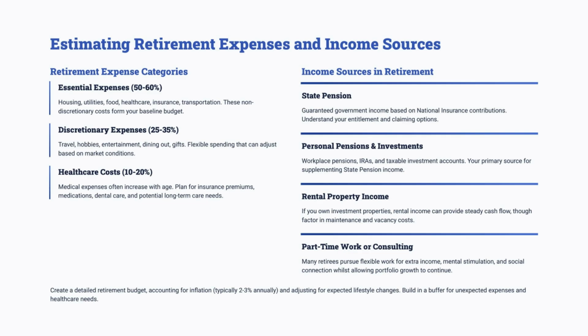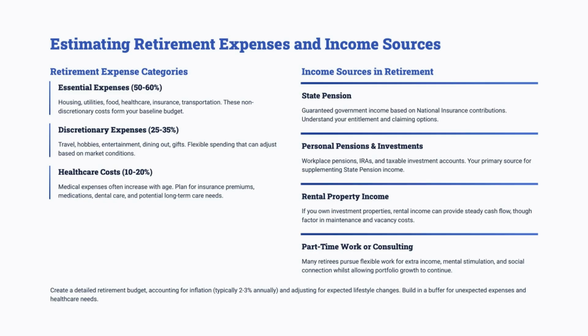Estimate retirement expenses by categorizing them. Essential expenses like housing and healthcare should be 50 to 60% of your budget. Discretionary expenses such as travel should be 25 to 35%. Plan for healthcare costs, which may rise with age.